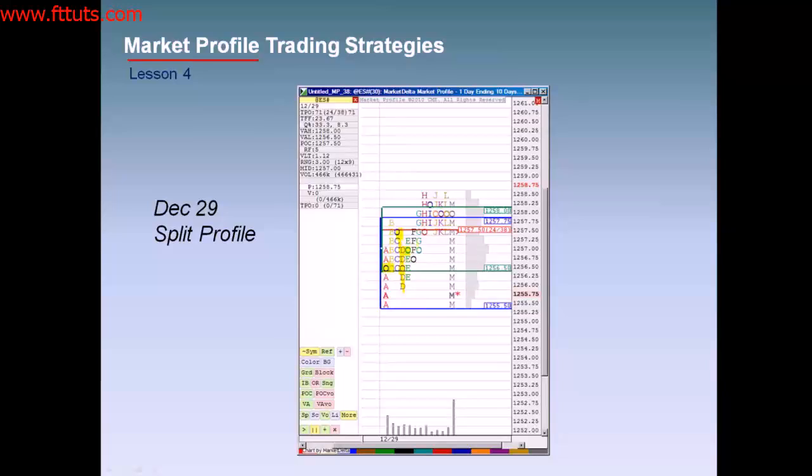And even when the prices ventured up a little bit, notice how they still stayed in very tight, very narrow ranges. If you count the TPOs again for H period, 1, 2, 3, 4, 5. For the I period, 1, 2, 3. For the J, 1, 2, 3, 4, 5. All very narrow, very limited ranges. It really shows you, again, short-term trader involvement and no conviction, no certainty as far as direction.